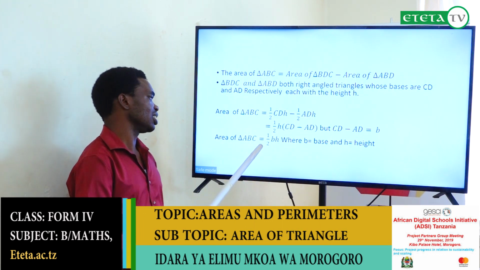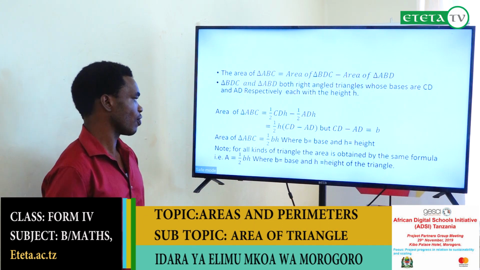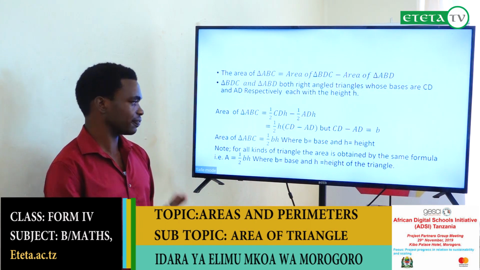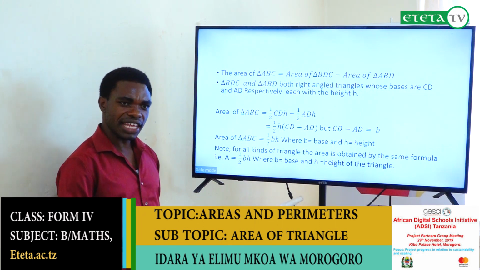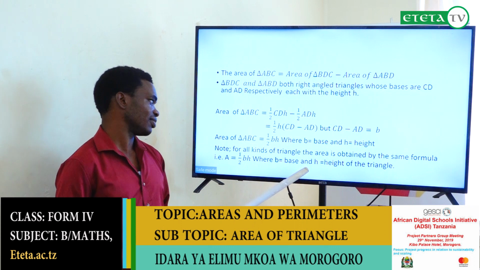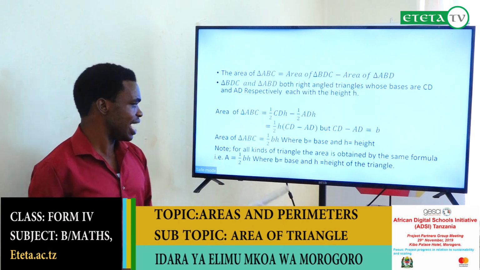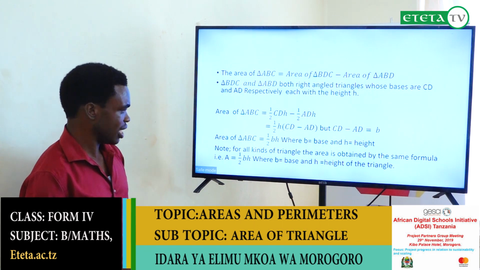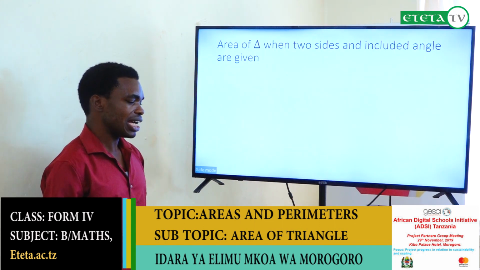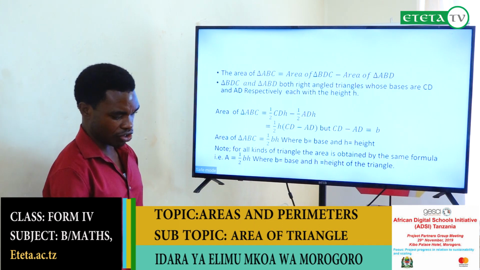Now, the area of the triangle ABC will be equal to a half bh, where b stands for base and h stands for height. We've discussed three types of triangles, but in all three cases we are getting the same formula, a half times base times height. That is the formula for finding the area of any kind of triangle. Something you must know first is the base and the height. Then it will be easy to get the area of the triangle.